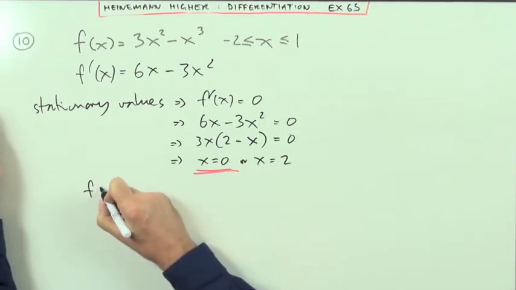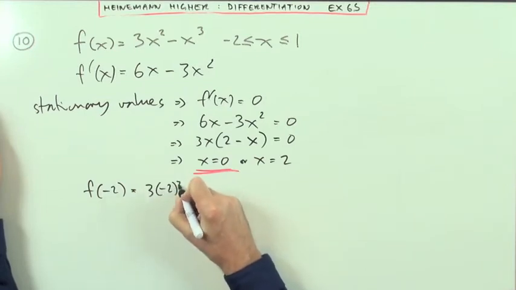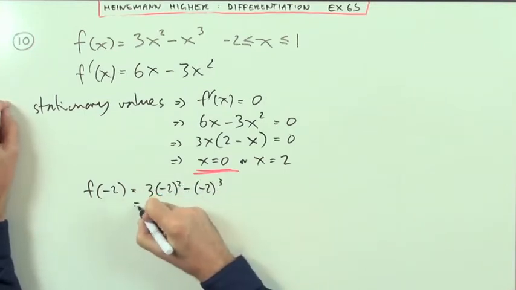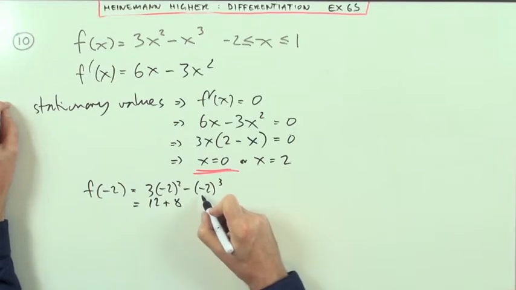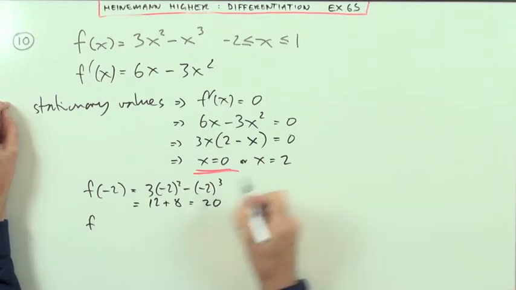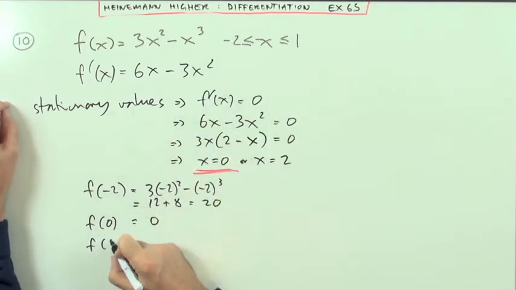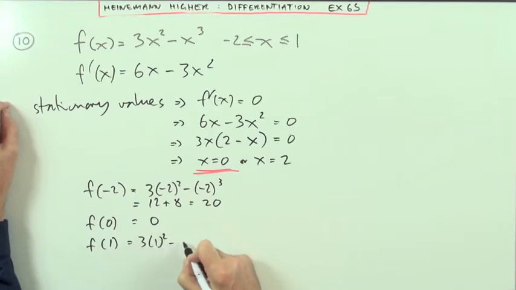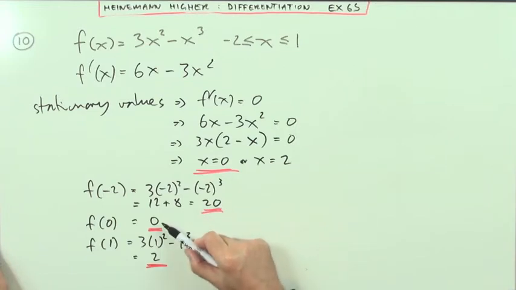So my contenders are f of -2, so feeding -2 into that, so it's 3 times -2 squared minus -2 cubed, so that's 12, and that's going to be plus the 8, which is 20. The function at 0, which is just going to be 0, and the function at 1, which is going to be 3 times 1 squared minus 1 cubed, which is 2. And then I just have to now examine my candidates for the largest and smallest. The largest is this one here at 20, the smallest is the one here at 0.